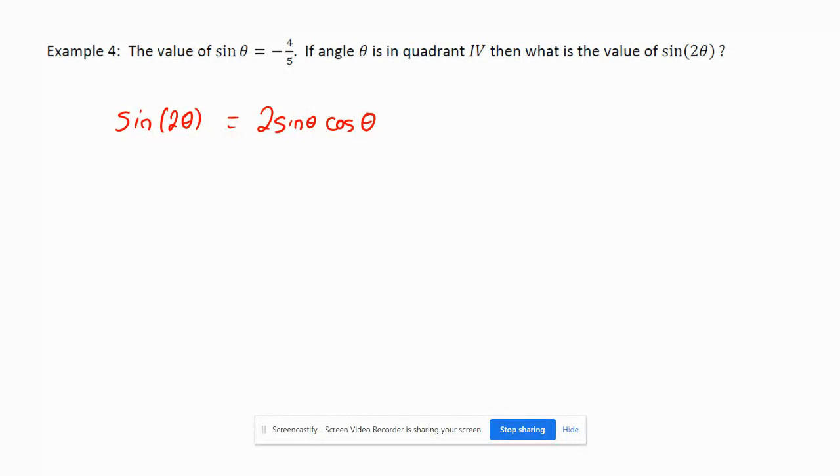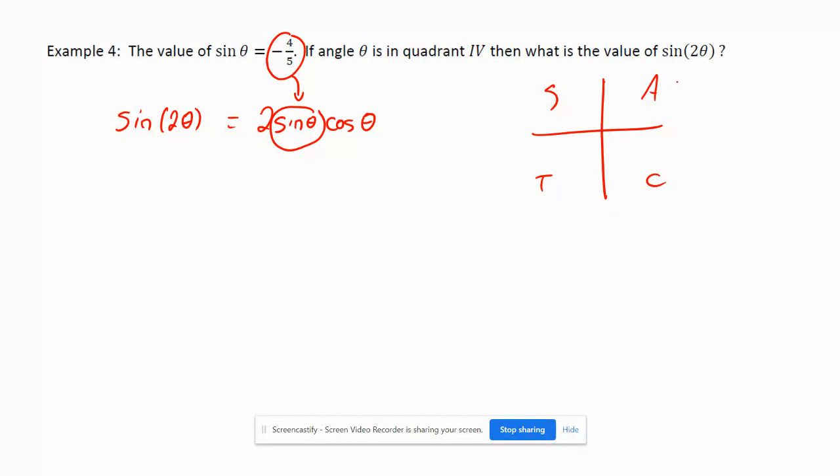Okay, now we have sine theta. This answer is negative 4/5. What we don't have is cosine theta. So we need to go back to our chapter 4 stuff for trig ratios to figure out what cosine theta is going to be. Okay, so we know that we're in quadrant 4.